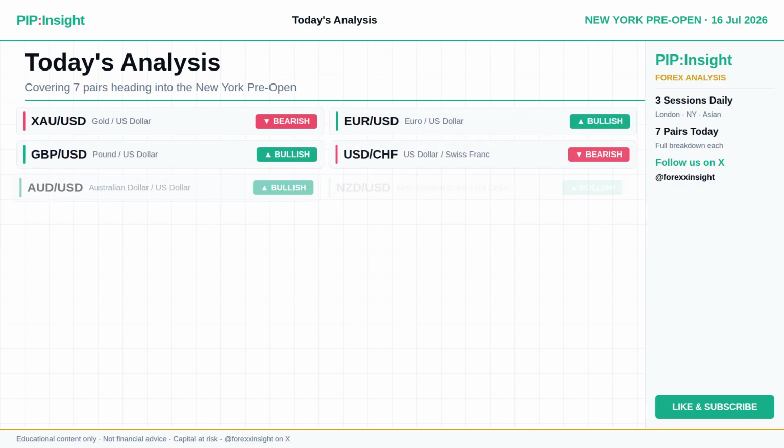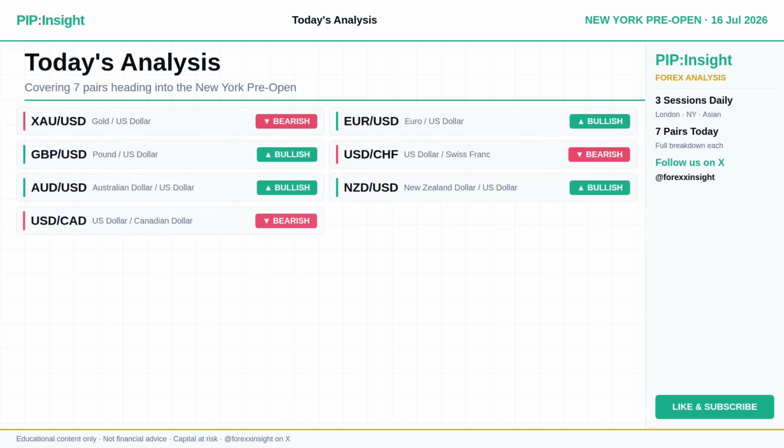Here is today's New York pre-open chart analysis. Pairs showing bullish structure: Euro dollar, pound dollar, Aussie dollar, Kiwi dollar. Pairs showing bearish structure: gold dollar, dollar Swiss, dollar Canada. Full chart breakdown for each pair coming up now.